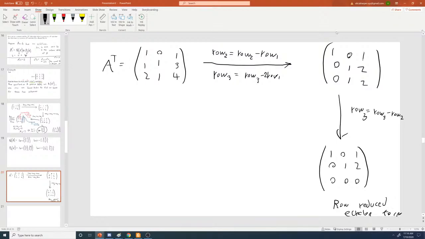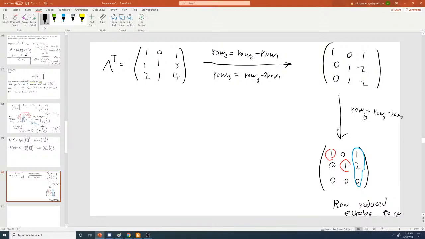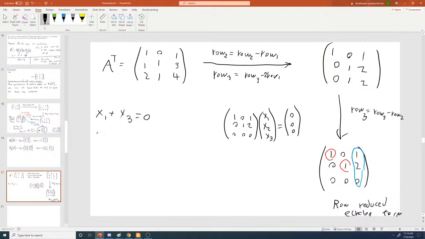So now I can go about considering the subspace, or the null space. I note that this corresponds to a bound variable x1. This corresponds to a bound variable x2. And this corresponds to a free variable x3. So to write it down, I have to consider the equation 1, 0, 1, 0, 1, 2, 0, 0, 0 times the vector x1, x2, x3 being set equal to 0, 0, 0, which is the same thing as the linear system x1 plus x3 is equal to 0, and x2 plus 2x3 is equal to 0.